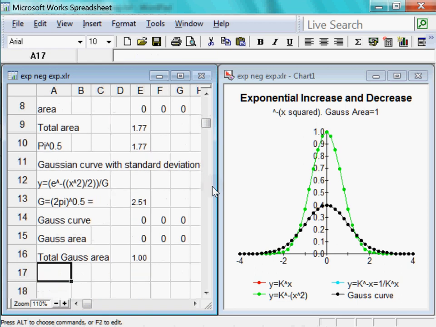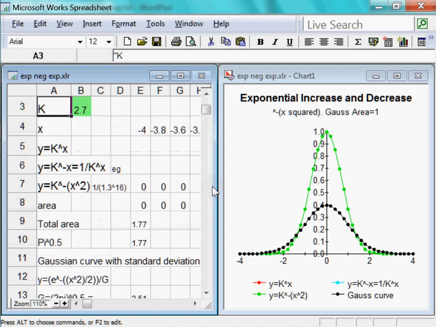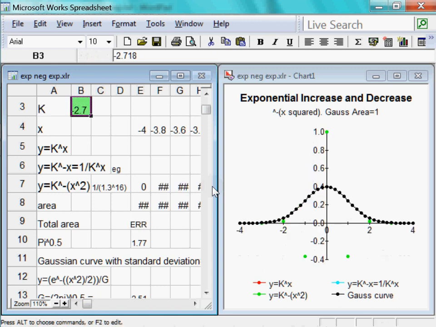Another interesting thing about this is what happens if we put a negative number in this constant. That would change the green line. So I'll just put a minus sign in there. So now we're raising, or trying to raise, a minus number to each of the values along the x-axis. And you see we've lost the green curve.